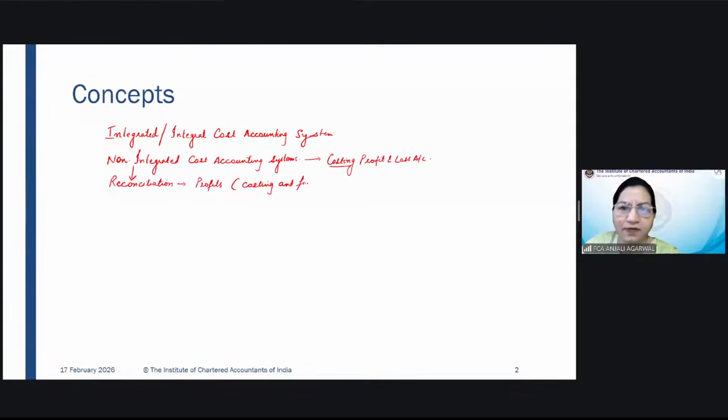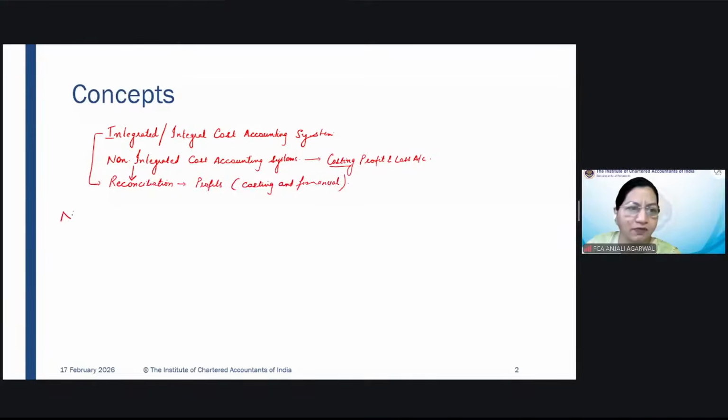Because both separate books of accounts may give you separate profits. So we should know why there is a difference between cost accounting profits and why there is a different answer or a different profit exhibited by the financial accounting systems. So these are the main topics which we'll be covering in this chapter.